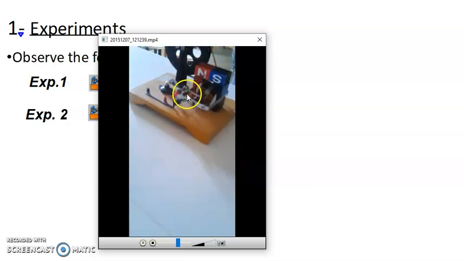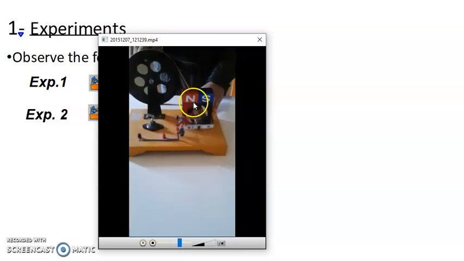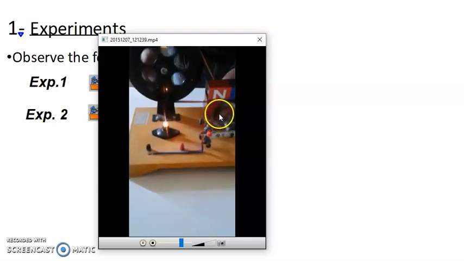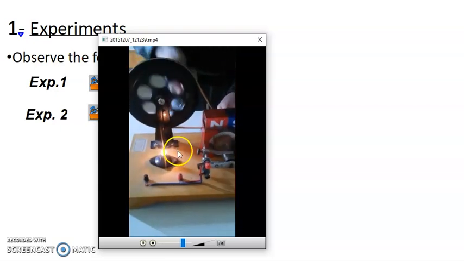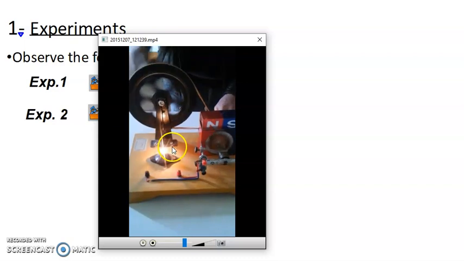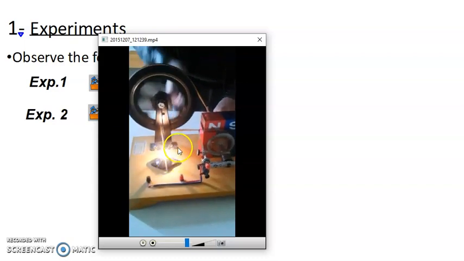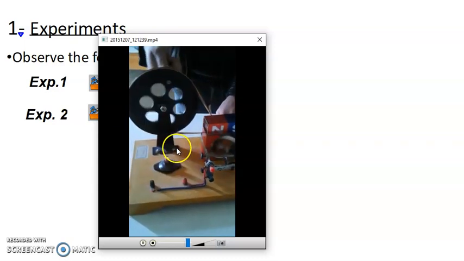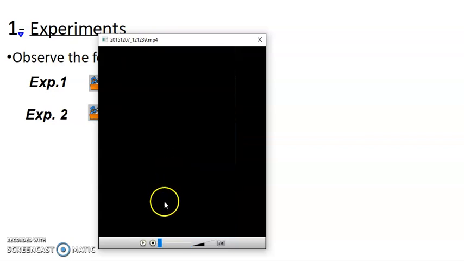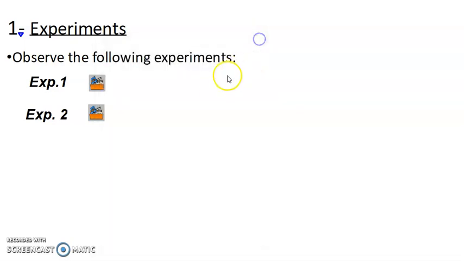Here it is. Let's see what happens when we rotate the coil in the magnet. The lamp glows, although we don't have any real generator. No battery, no generator here, and the lamp glows. Clear? We are going to explain all these experiments. So let's start.